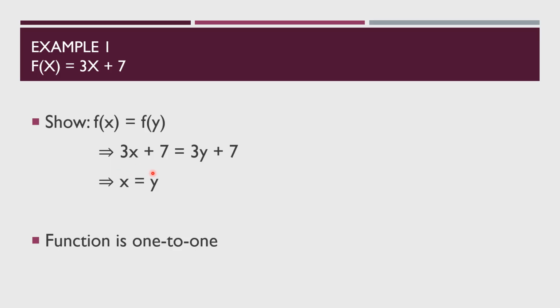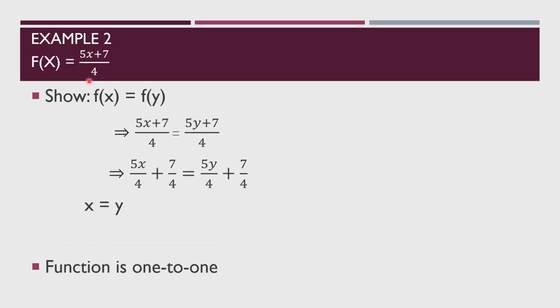So when you divide both sides by 3, the final result will be x equal to y, which means that if f of x equal to f of y, then it simply means our x equal to y. Hence, this particular function qualifies to be a one-to-one function. So you can say that hence the function is one-to-one.